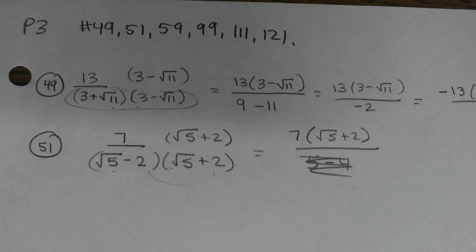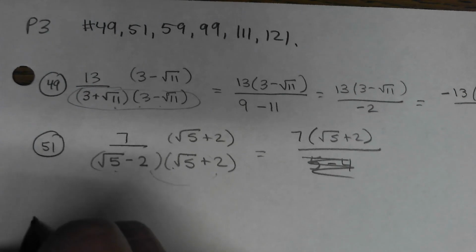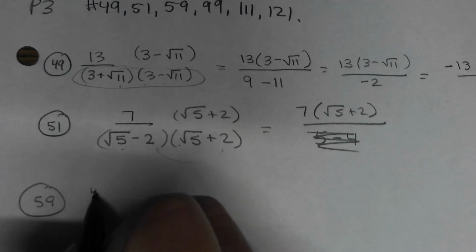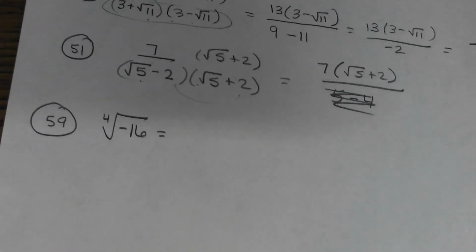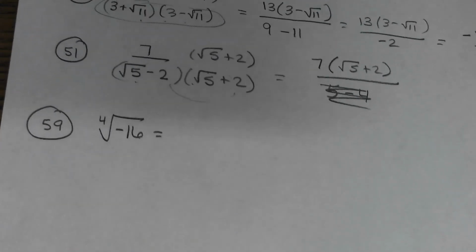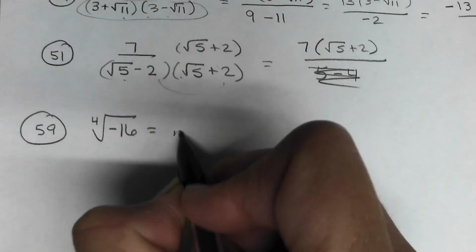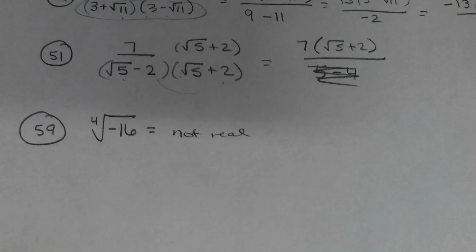Any questions on that? Okay, 59 was the 4th root of negative 16. And if you look carefully at the directions for that section, it said evaluate each expression or indicate that the root is not a real number. When you're trying to take an even root of a negative number, that's where imaginary comes in. Nothing multiplied by itself 4 times is going to land you at negative 16, so not real is all you had to do there.